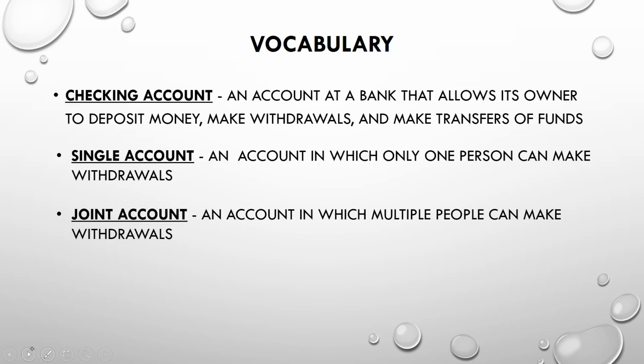So an example of this is my wife and I. We have a joint checking account. She can withdraw money out of the account, I can withdraw money out of the account. We both are able to go down to the bank, make a withdrawal, go to an ATM, make a withdrawal, go to any store, swipe our debit card, and make a purchase. We both have full, complete access to that checking account, and that's what's known as a joint account.